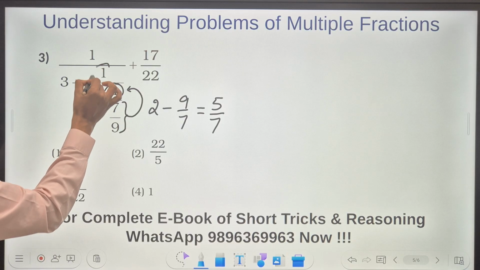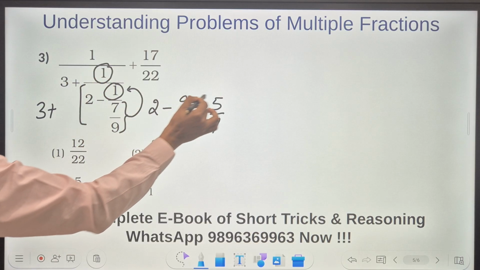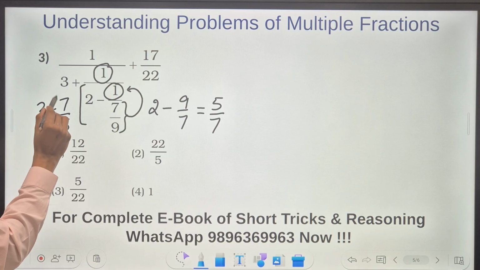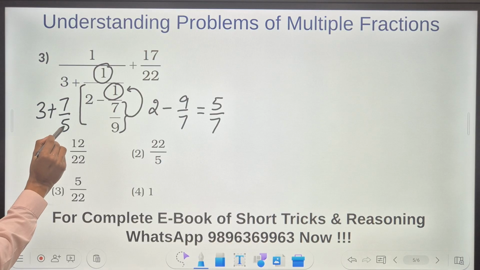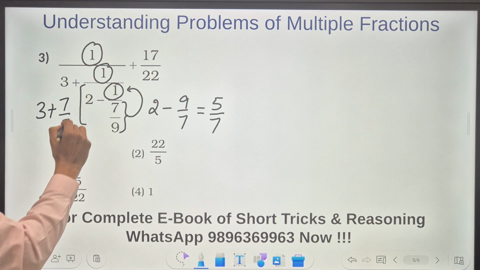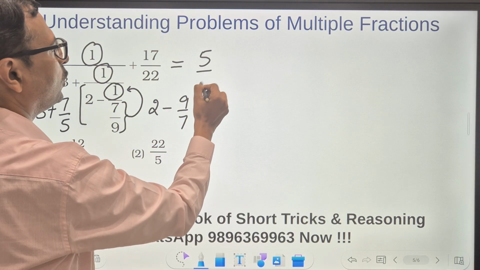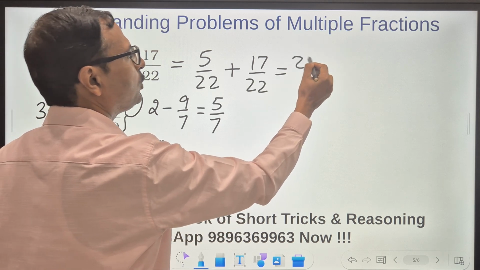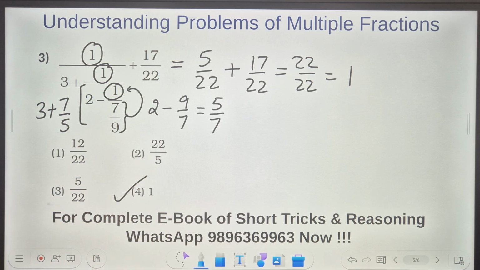And now since there is a 1, so 3 plus, obviously this 5 by 7 is going to get flipped. So 7 by 5. And the answer for this is 15 plus 7, 22, 22 by 5. And since there is a 1 here, then 22 by 5 becomes 5 by 22. And 5 by 22 plus 17 by 22 is 22 by 22. That gives my final answer 1. And that becomes the fourth option, which is the correct one.